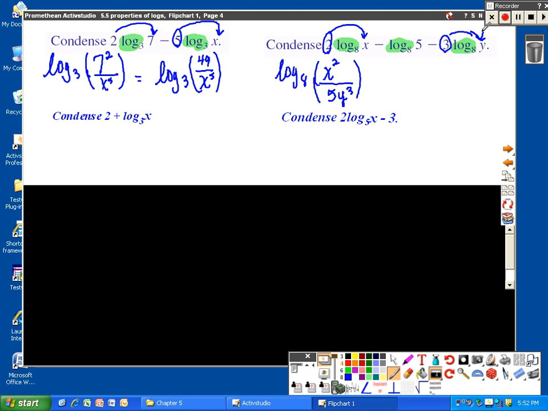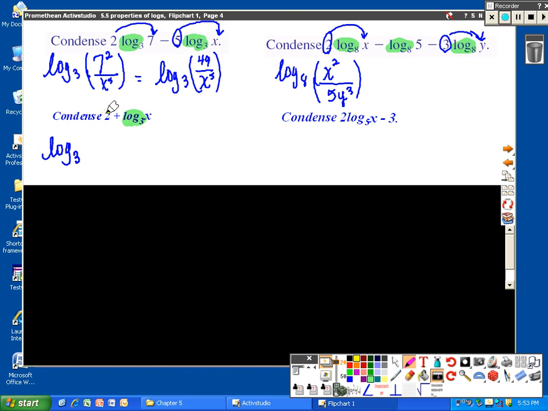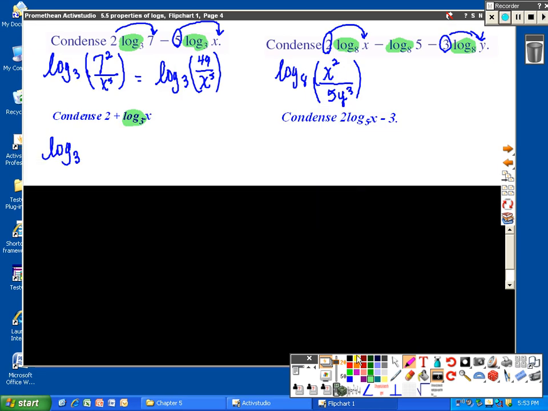All right, this one's just a little trickier. Still, look for what your log is going to be. It's going to be log base 3. Okay, now, notice that this one has no log value on it. So I have to write that in base 3.